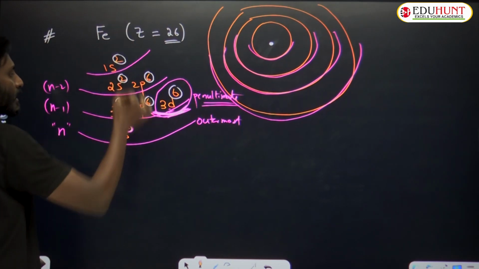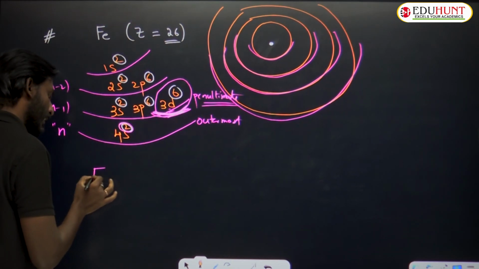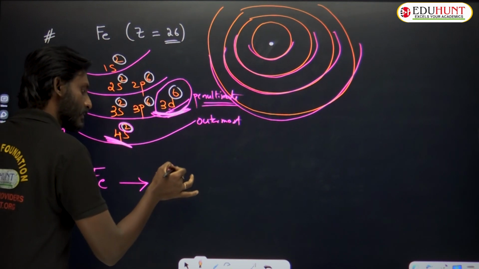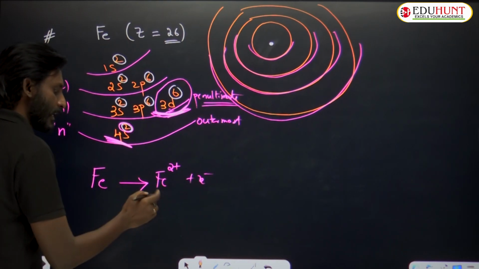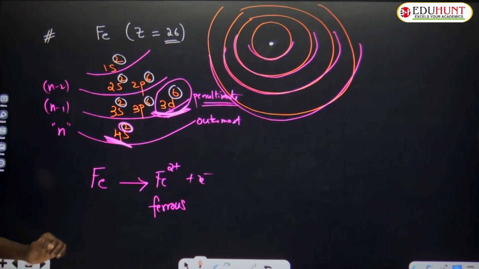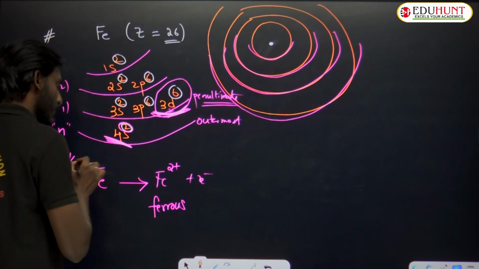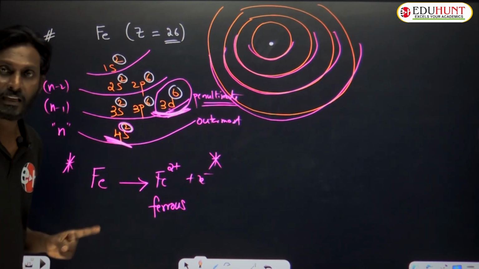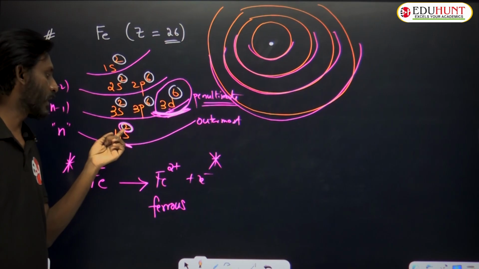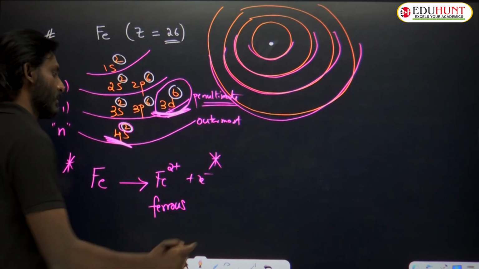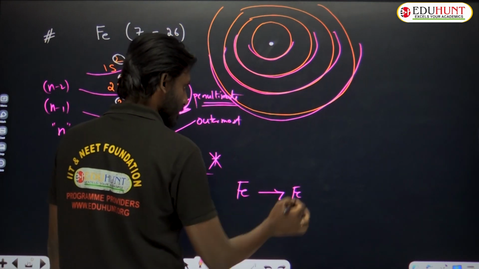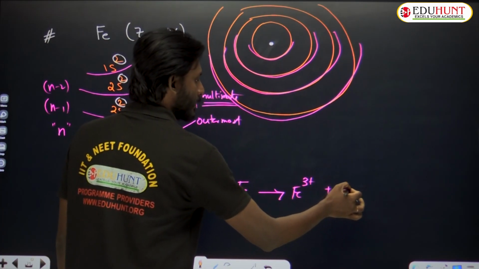For example, iron. This is the electronic arrangement of iron. Now imagine, what if iron lost only the outermost electrons? Then it will become Fe2 plus by losing 2 electrons. In this case, we call iron ferrous. Now, what is another possibility? What if iron lost electrons from the outermost and 1 electron from the 3d also? Then these 2 electrons plus 1 electron, it can lose 3 electrons and will become Fe3 plus by releasing 3 electrons.